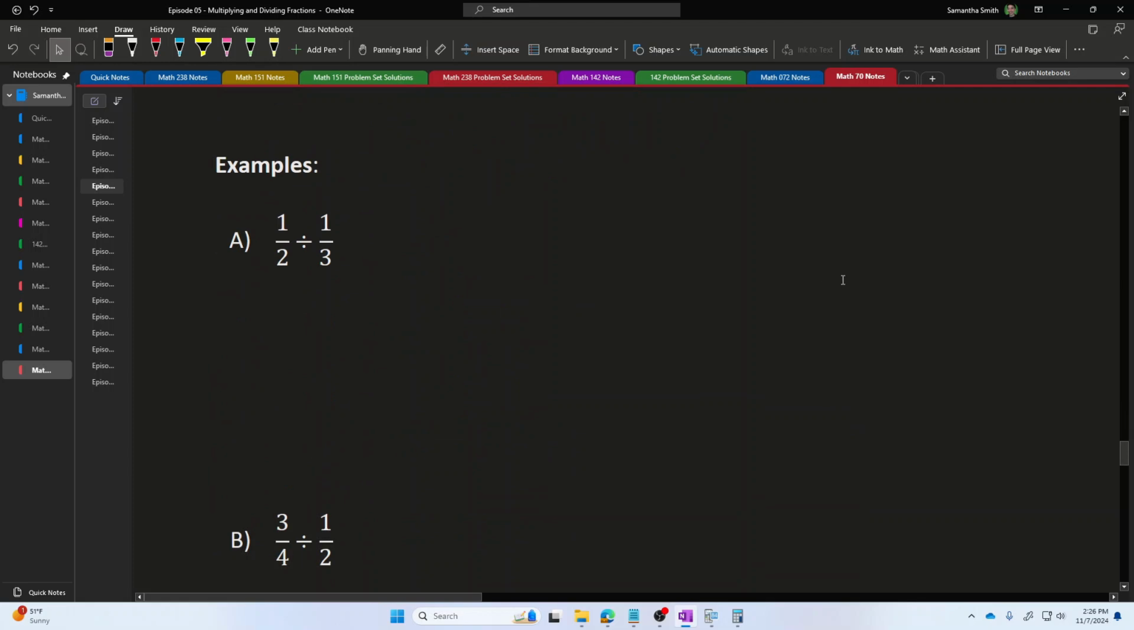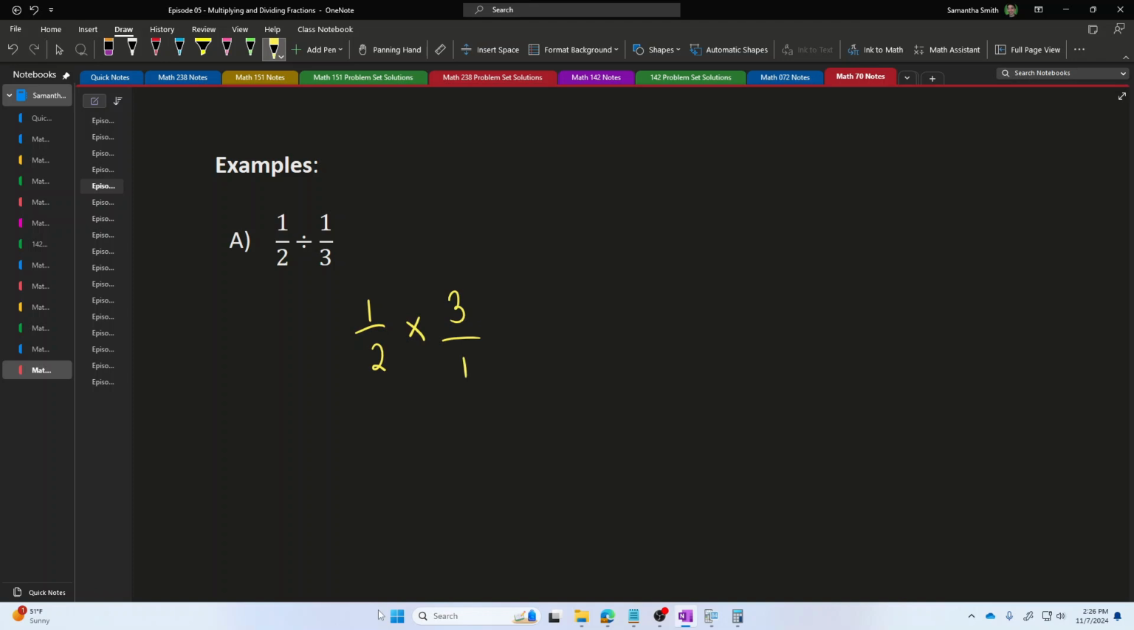So let's get some practice. Someone says, what is 1/2 divided by 1/3? I'm going to keep the first fraction, change the operation, and flip the second fraction. And then if I multiply the two numerators and the two denominators, I get 3/2. I don't think that can be simplified anymore.